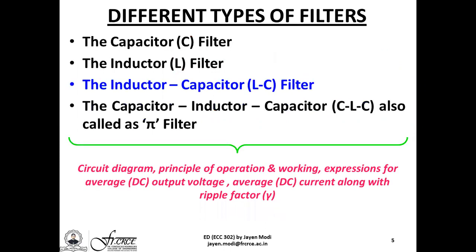the syllabus contains four main filter circuits: the capacitor filter and the inductor filter, both of which were covered earlier. Today we are starting with the inductor capacitor, also called the LC filter. The fourth one is the capacitor inductor capacitor, CLC, also called the pi filter. For all the four filter circuits, we will be focusing upon the circuit diagram, the principle of operation, its working, and expressions for the average or the DC output voltage, the average or the DC output current, along with the ripple factor gamma.